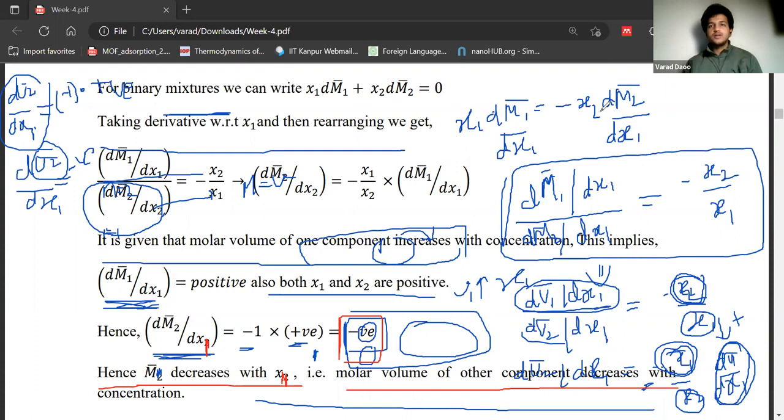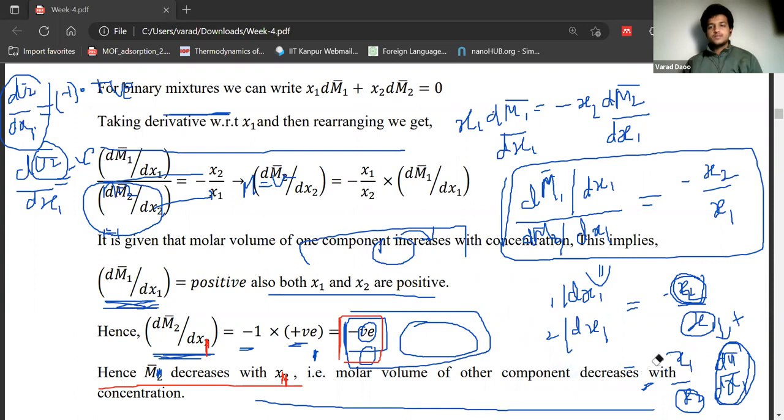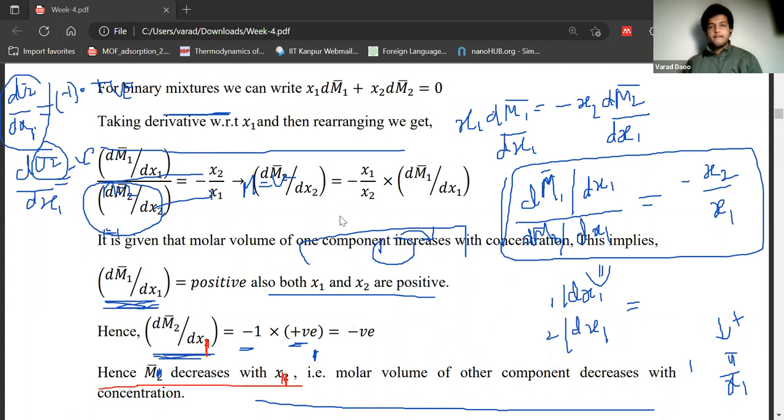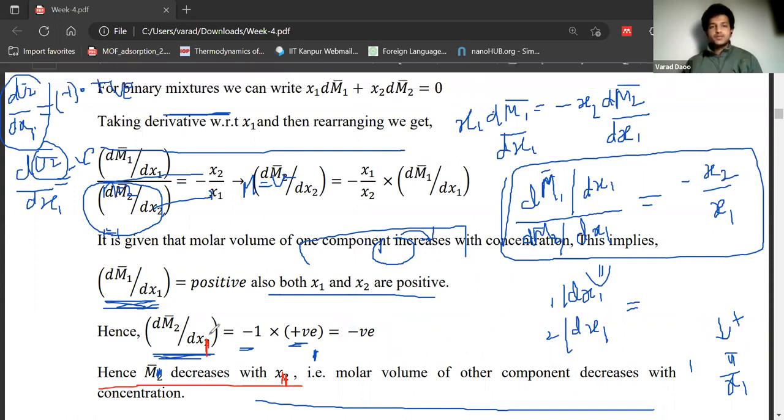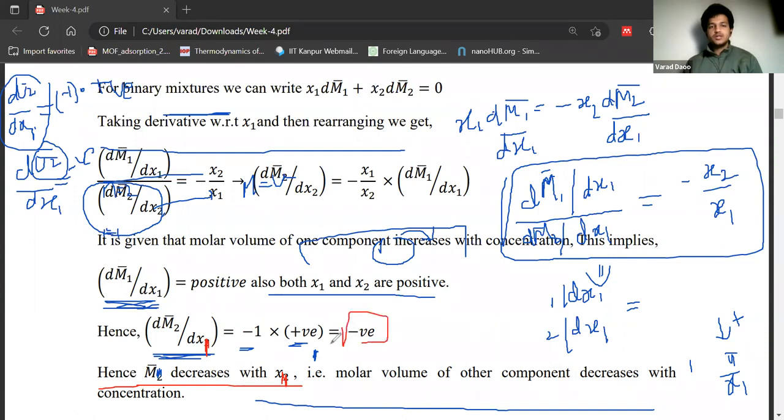Okay, so let me just clear the screen. So dm2 bar by dx1, this is x1, it's going to be negative. That means dm2 bar decreases with respect to x1. With respect to x2 it will increase, but with respect to x1 it's going to decrease. The molar volume of the component decreases with the concentration, that is x1. That means dv2 bar by dx1 is going to be negative, right?